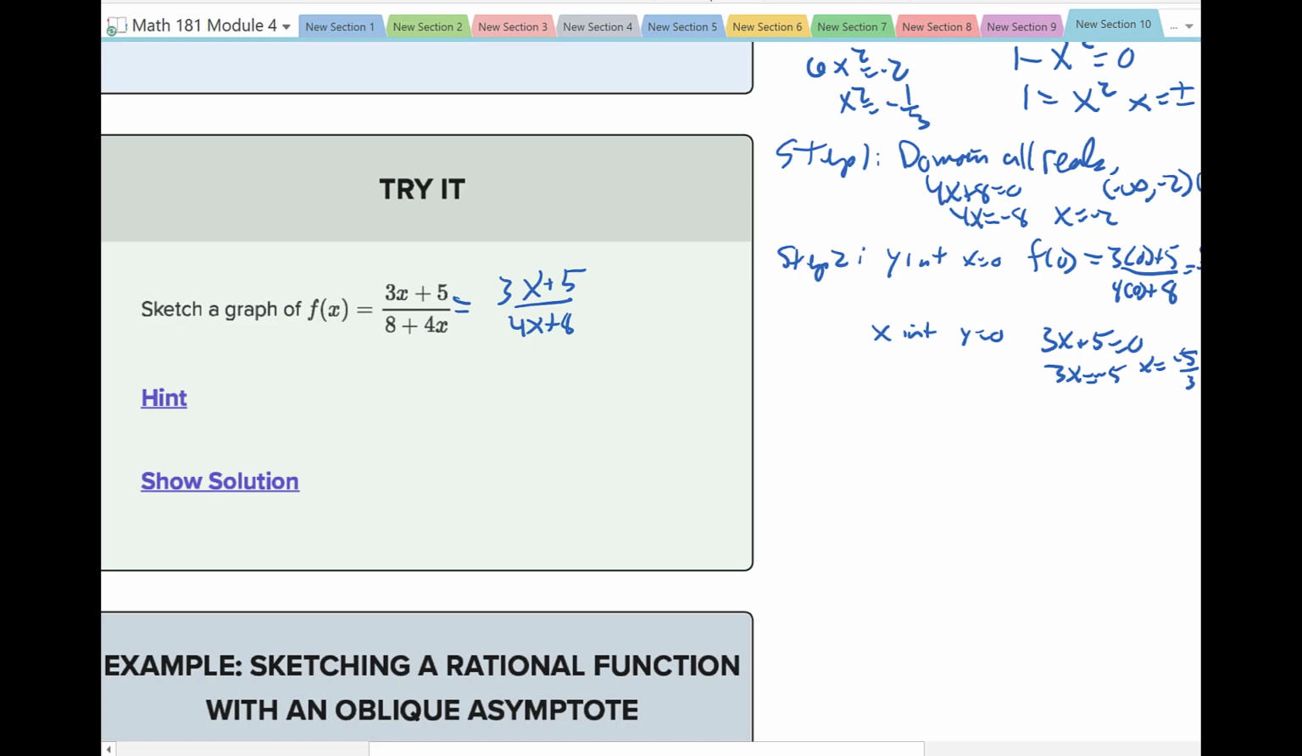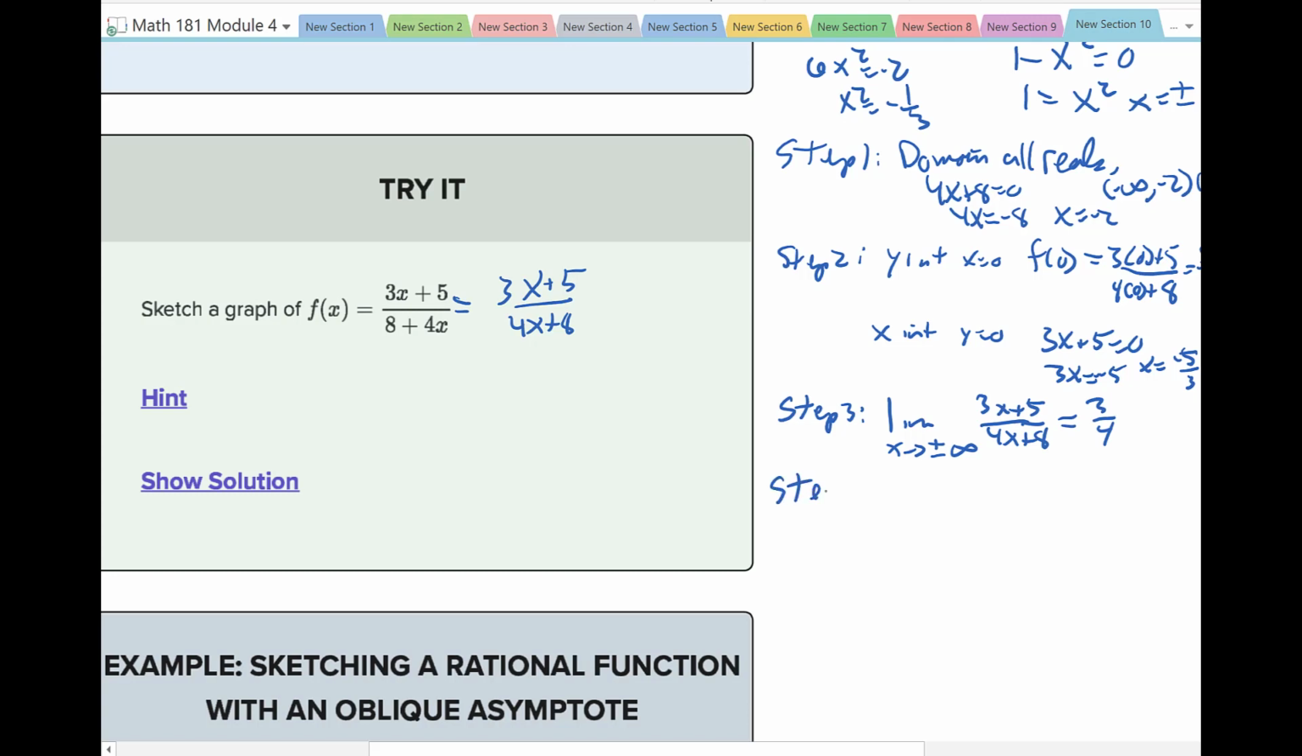Step 3 is the limits, the end behavior limits. Limit as x goes to positive or negative infinity. It's going to be the same in this case. So we have 3x plus 5 over 4x plus 8. And if you remember the rules we talked about before and that you learned in pre-calculus, they're the same degree, so it's just going to be that 3 over 4.